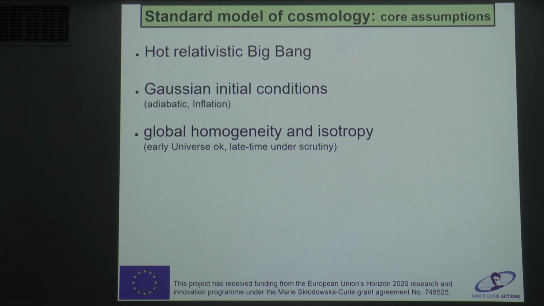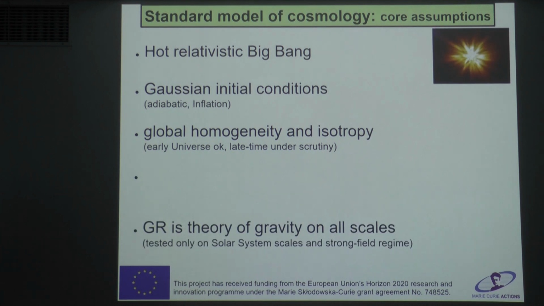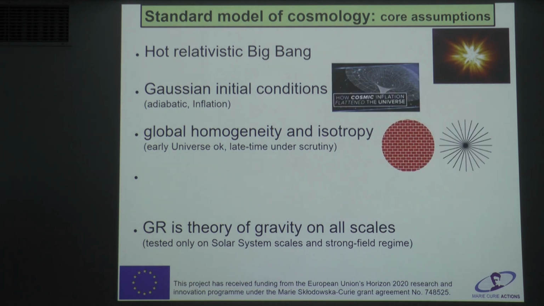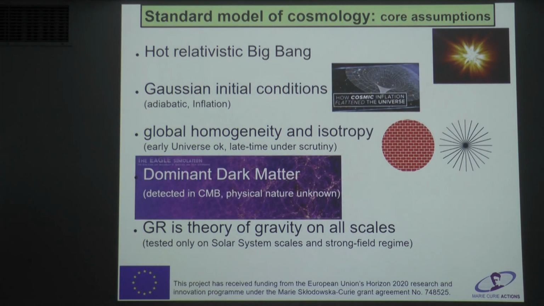So these are very, very small fluctuations. In the late universe around us, this is still under scrutiny, but I said 100 megaparsecs more or less looks okay. Okay, something is missing here. The dominant component of matter is dark matter.